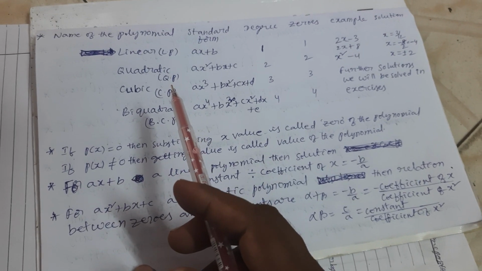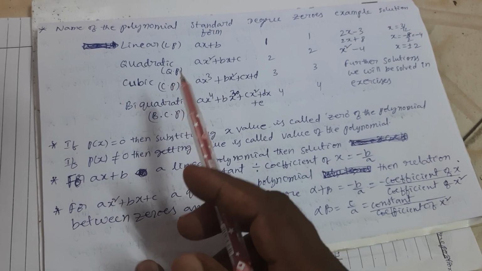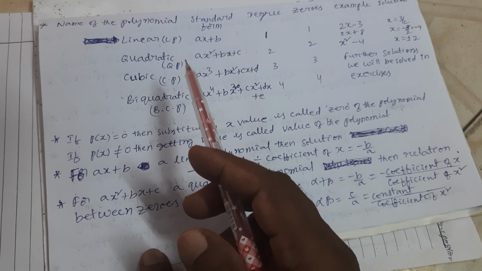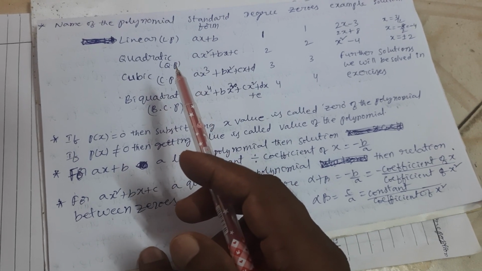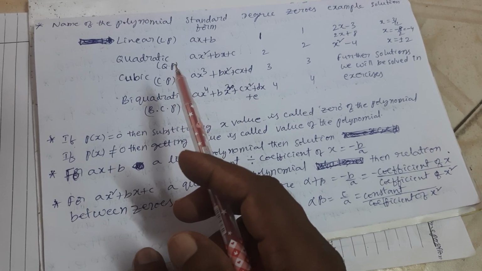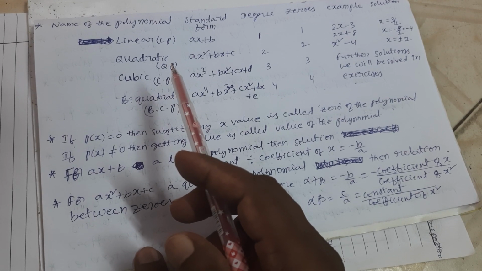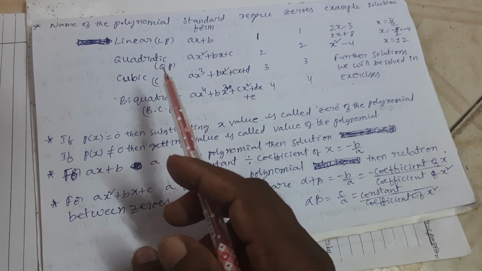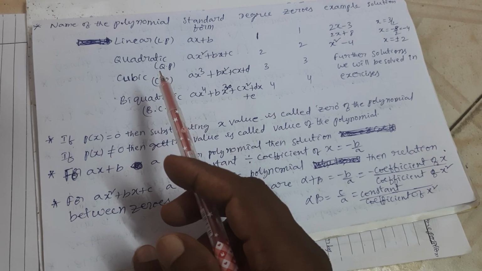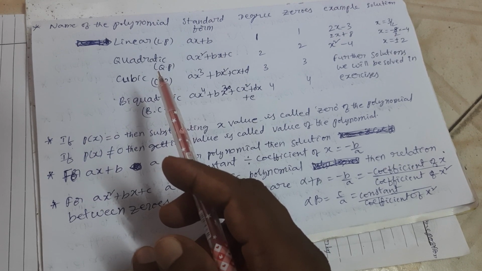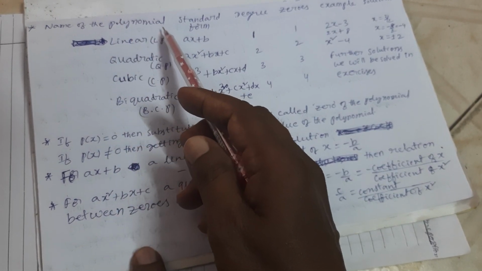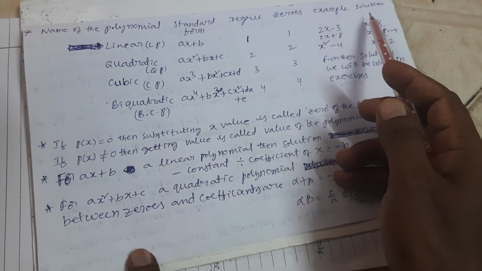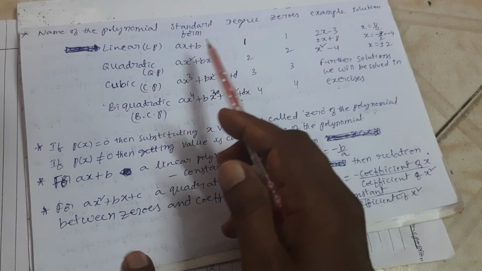Children, we are discussing the second video of the polynomials introduction. In this, we will discuss the types of polynomials and the relation between zeros and coefficients of polynomials. That is the main point. In the public examination, it comes as an 8 marks question. So that's why we are going to discuss standard forms and everything. Name of the polynomial, standard form, degree, zeros, example and solution I am writing as headings.